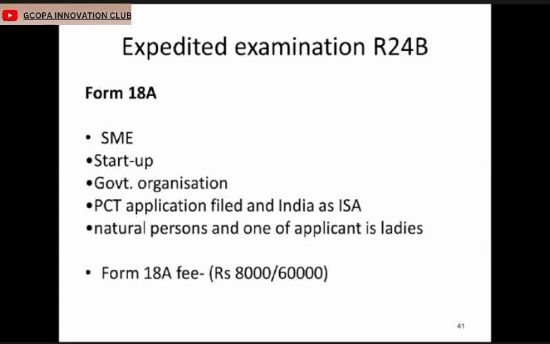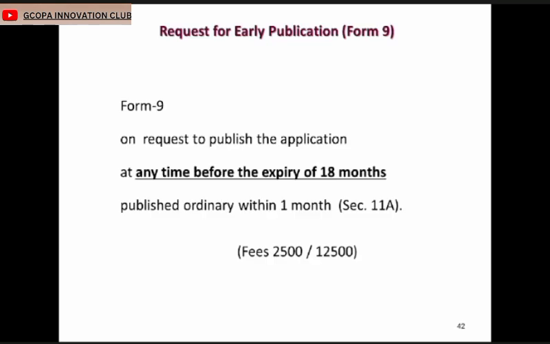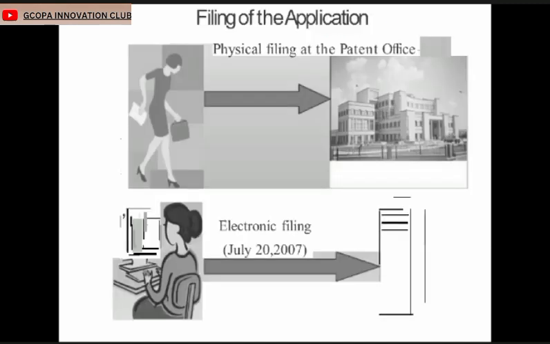As I've said, expedited examination can help you to get your examination report within a month, but there is a list of permitted categories who are only allowed to file this form. These permitted categories are SMEs, startups, government organizations, PCT applications filed in India with India as the ISA, and the natural person category wherein one of the applicants is female. Now, early publication will help you to get your application published within a month.